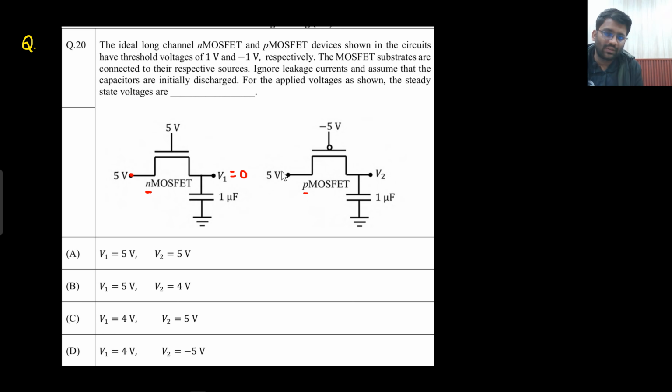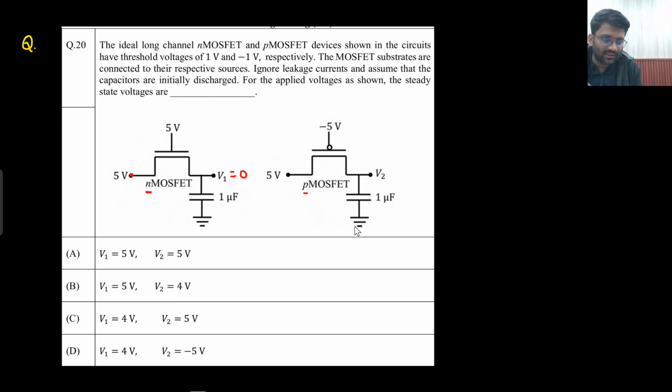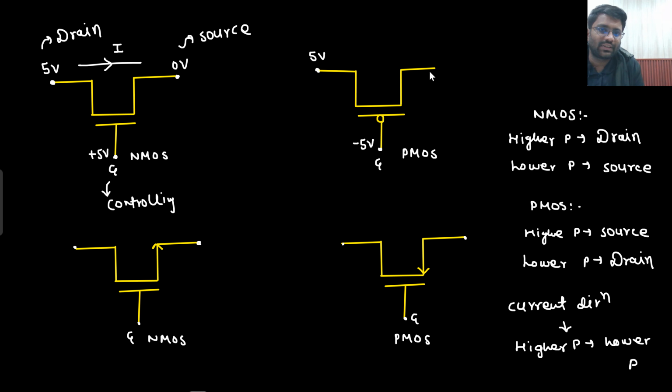Let's go to PMOS. This is 5. This is 5. This is at minus 5 volt. I don't care about it actually. This is at plus 5 volt. This was at plus 5 volt. This is at minus 5 volt. Now initially this is also discharged. 0 potential it is having. This is also discharged. That means this is also having 0 potential.